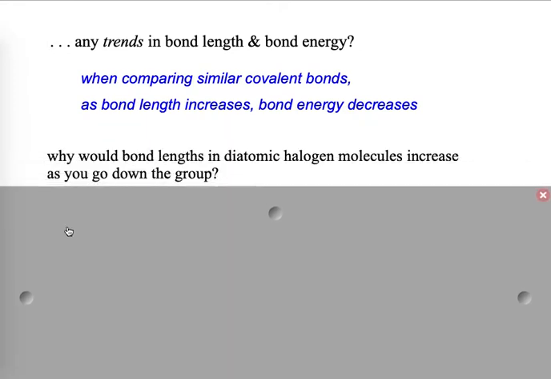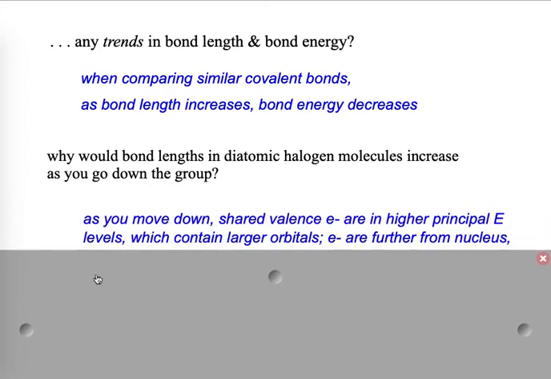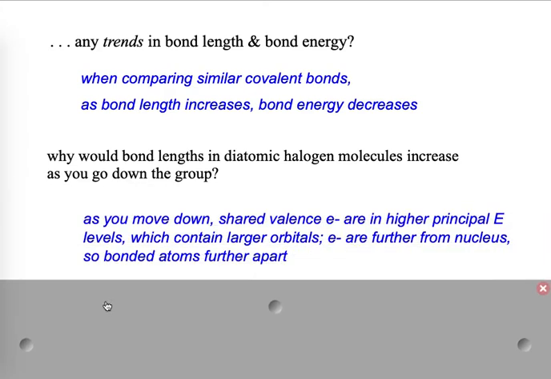So why would the bond lengths in these halogen molecules increase as you go down the group, going from chlorine to bromine to iodine? Well, we learned earlier that as you move down a group, the valence electrons, which in this case are the ones being shared, are in higher principal energy levels, which contain larger orbitals. Therefore, the valence electrons that are being shared to form the bond are further from the nucleus, and that puts the bonded atoms further apart.